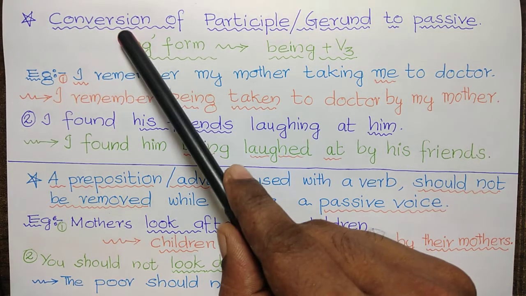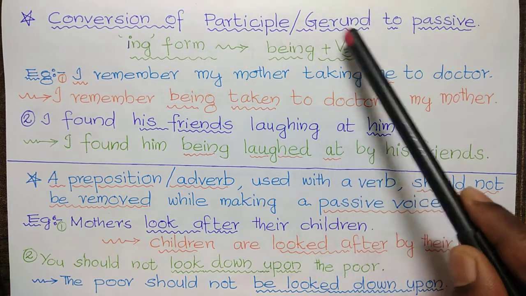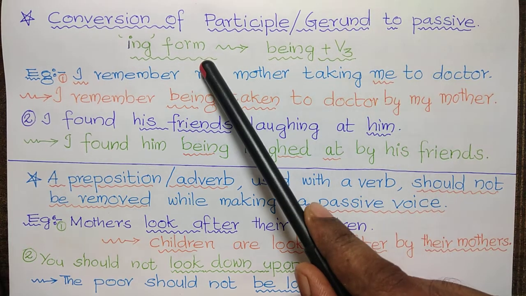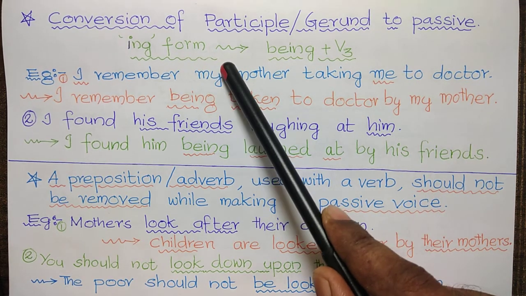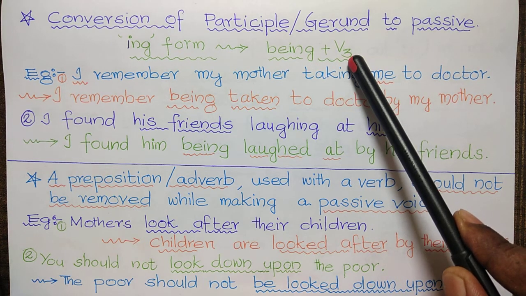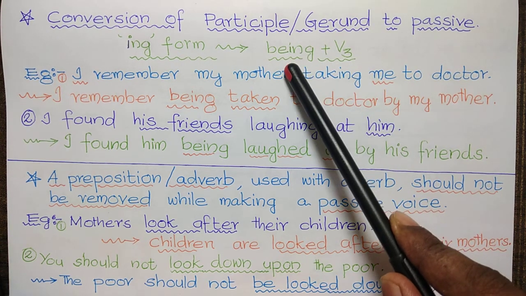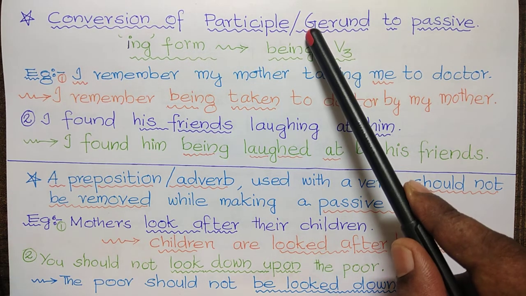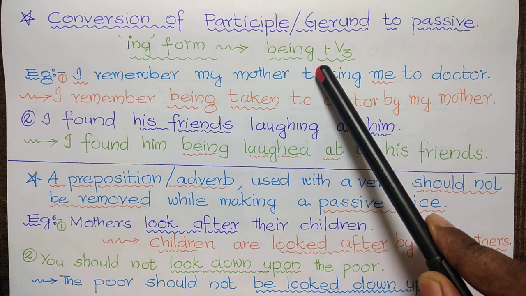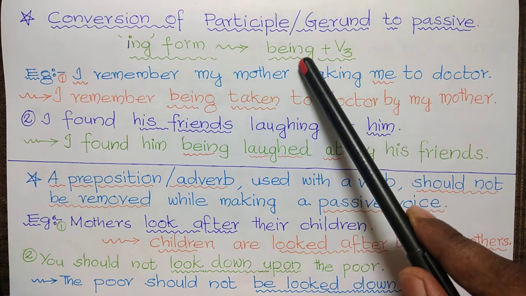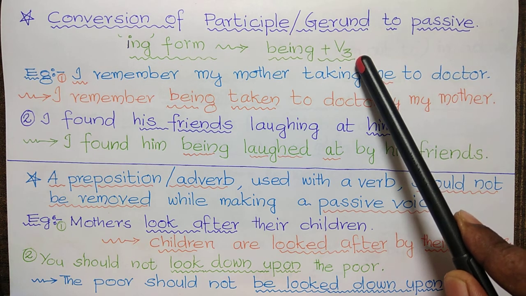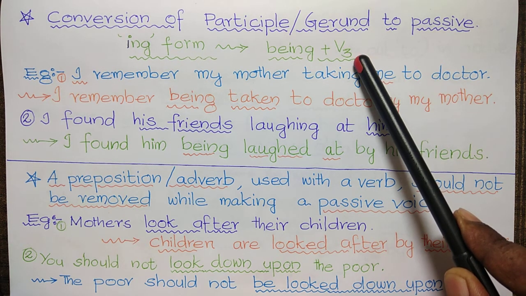Next is conversion of participles or gerund to passive. Participle or gerund, that is the ing form. When we change the ing form, it becomes being plus V3. We had seen it earlier that the gerund to be form is being. Whenever there is a continuous tense or ing form, the to be form is being in the passive form, plus the V3 form, that is the past participle of the verb.